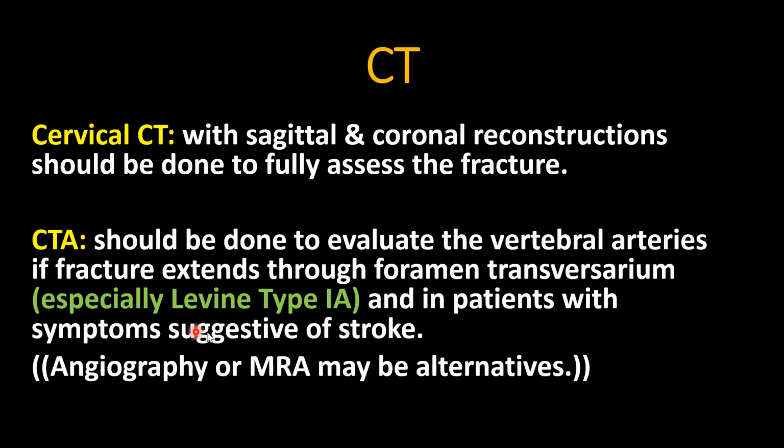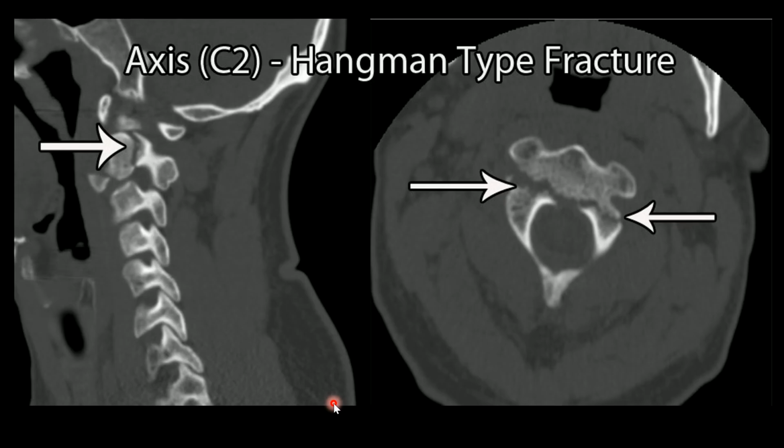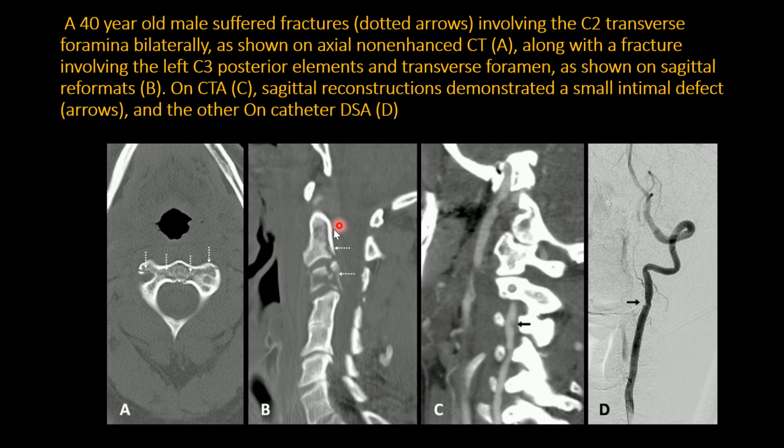CT angiography, especially type 1A, as we mentioned, that foramen transversoria may be injured, and also if the clinical figure is suggestive of stroke. Angiography and MRA may be alternatives to CT angiography. Here we can find the CT, the fracture of pars bilateral. Here we can see the sagittal. And here we can see a sample of CT angiography.